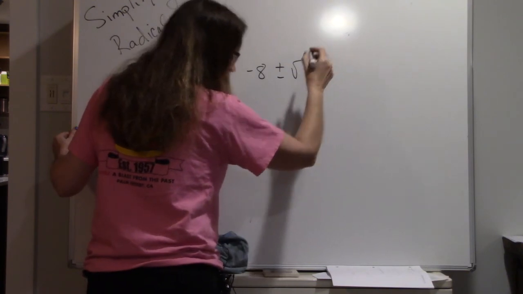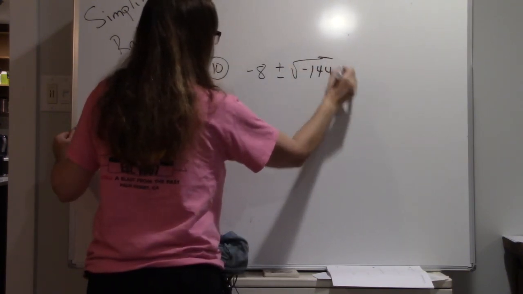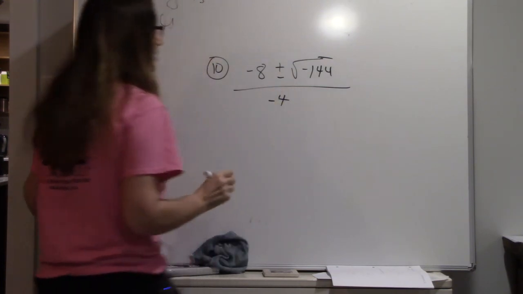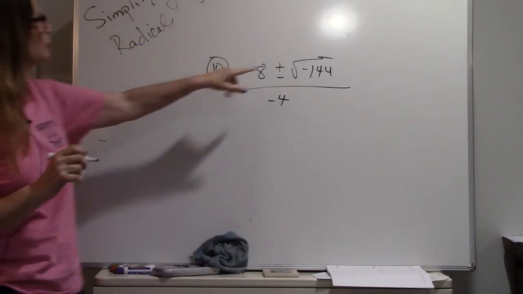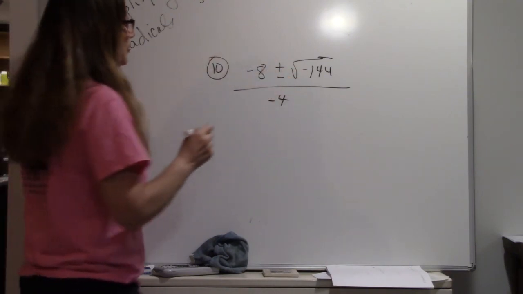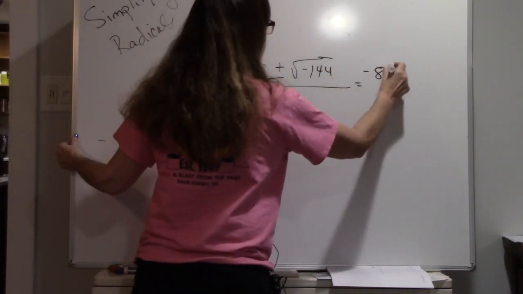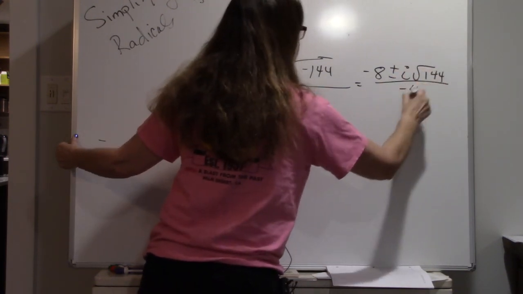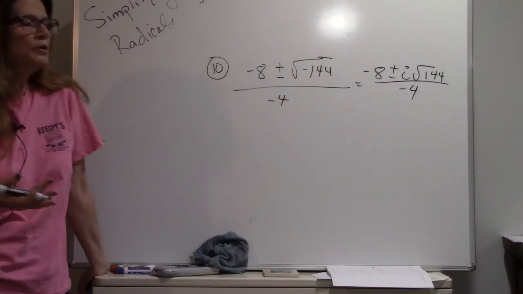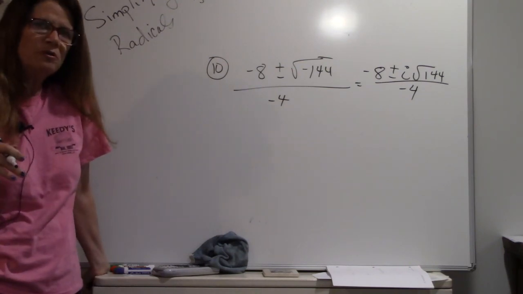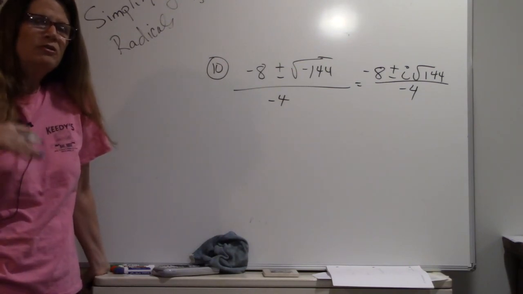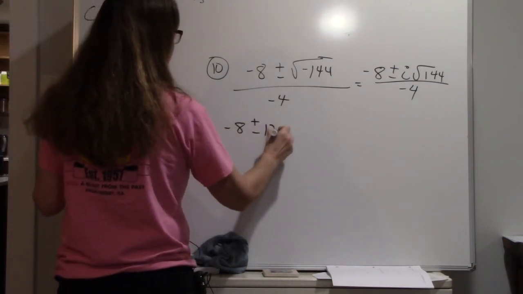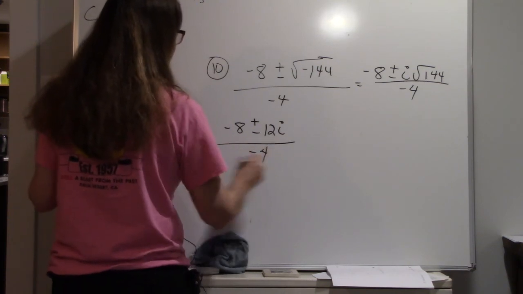So we have negative 8 plus or minus the square root of a negative 144, all over a negative 4. Okay, so you see a negative, you're going to pull this out as an i. Now you can work within the radical. So square root of 144, so this is where you need to know your perfect squares. Square root of 144 is 12. So I have negative 8 plus or minus 12i all over negative 4.